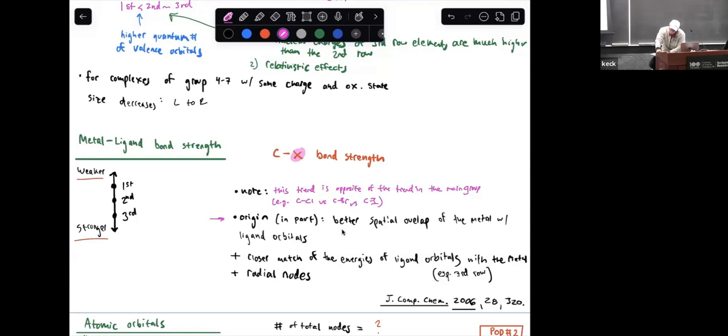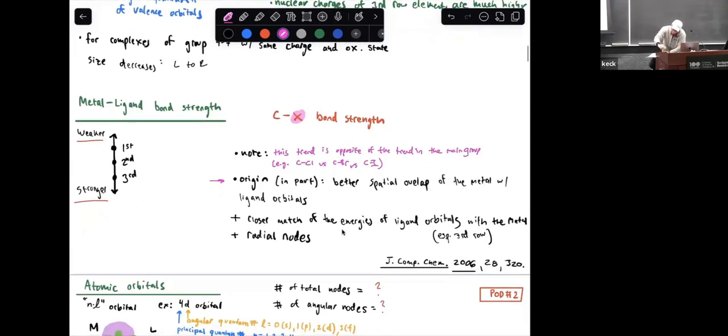The origin, at least in part, is the spatial overlap of the metal with the ligand orbital. So what exactly does that mean? We'll see in our next problem of the day. And then you have these considerations of the energy levels of the ligand orbitals, the energy levels of the metal orbitals, and this phenomenon of radial nodes, which I think, again, is pretty intuitive if you see it drawn out, and is not that intuitive to just talk about.